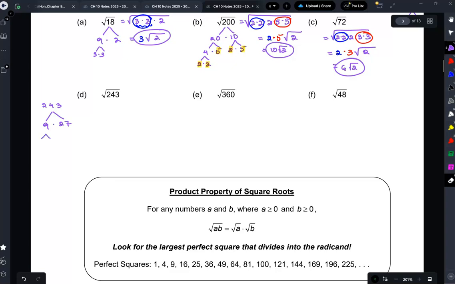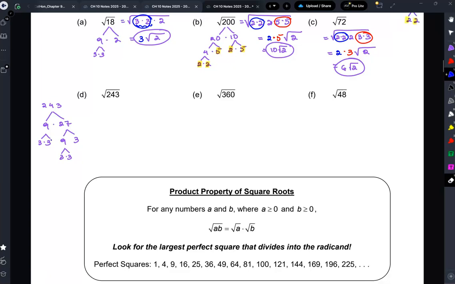Now, the 9, 3 times 3. The 27, 9 times 3. What else? The 9 is 3 times 3. Now, you know what? Sometimes the numbers get too big, and it doesn't make sense to rewrite all of them all over again. So what I can do is maybe I can group them from here.